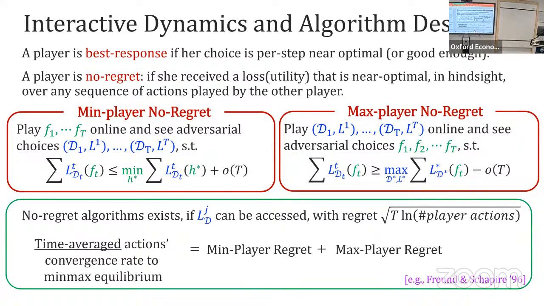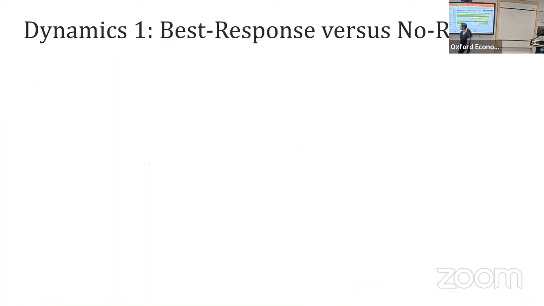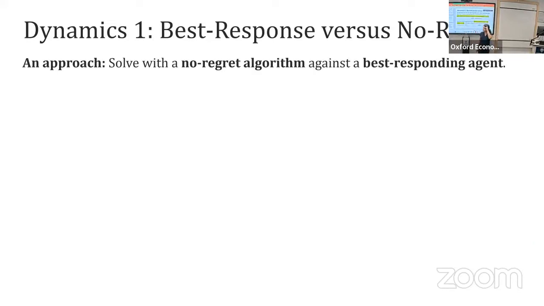But more importantly, the regret of these two players when they play against each other determines how fast you converge to that min-max solution that I was talking about. So you want no regret algorithms, you want them to be high quality, and you want them not to take many steps. So what does this look like? I described three different dynamics. Let's go with the first dynamics first.